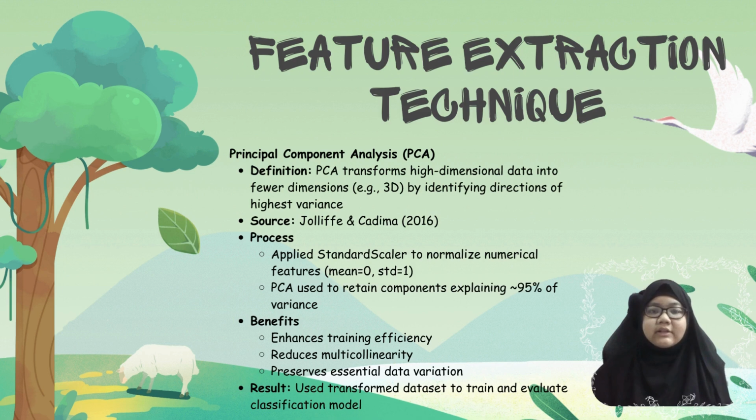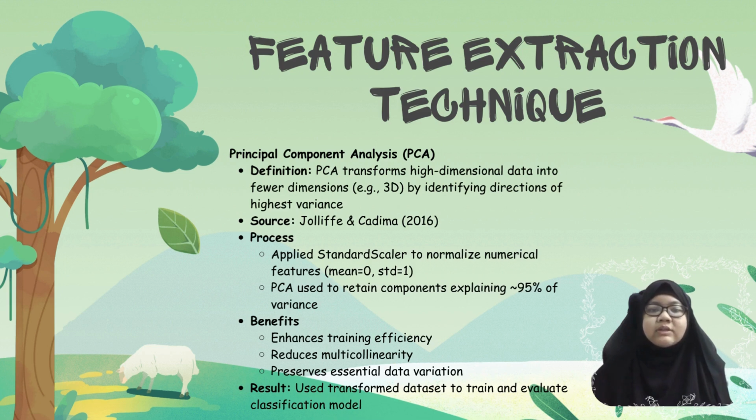Moving on to the feature extraction technique, we apply principal component analysis or PCA for feature extraction. Unlike feature selection, PCA doesn't just pick existing features, it creates new ones. It does this by transforming the data into new dimensions called principal components, which capture the most variation in the dataset. Before applying PCA, we standardize the data using StandardScaler to make sure all features had a mean of 0 and a standard deviation of 1. This step is crucial because PCA is sensitive to scale.